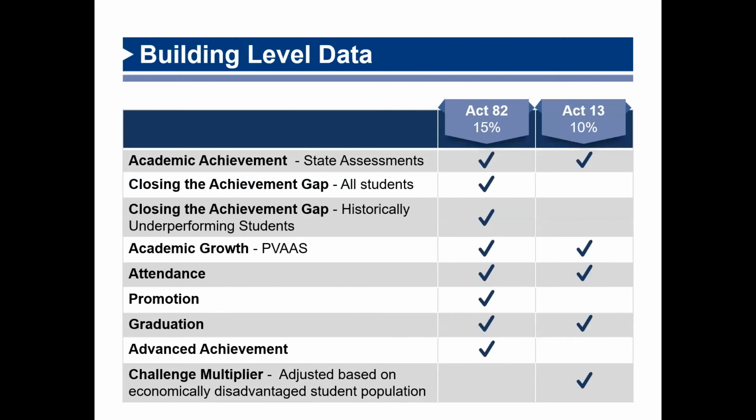So building level data is a data point that will be associated with anyone in the building who receives a building level score, except for a few exceptions, which we will talk about momentarily. So let's talk about the majority right now. Act 82 is 15%, and you can see on this slide what was included in the building level data. In Act 13, it's 10%, and there are fewer things included. We have the achievement, the growth, the attendance, the graduation, and then the challenge multiplier, which is new, and is adjusted based on the economically disadvantaged student population.